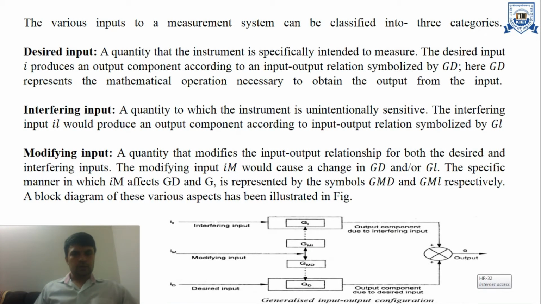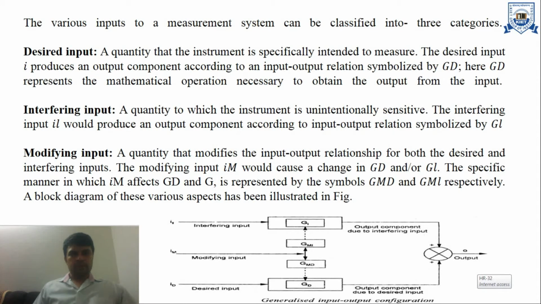The desired input I produces an output component according to an input-output relationship symbolized by GD. Here is GD. This is my desired input. Here GD represents the mathematical operation necessary to obtain the output from the input signal. Interfering input: a quantity to which the instrument is unintentionally sensitive. It may be a noise.